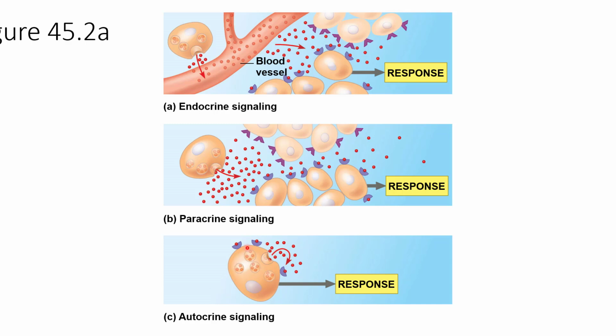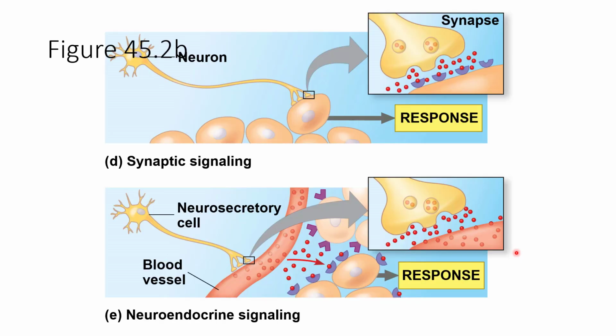Autocrine signaling is when a cell secretes a signal, but that signal doesn't do anything in the cell that released it. It has to dock to a receptor, so that signal is released and then docks to a receptor within the same cell that sent the signal. That is autocrine signaling. There's also synaptic signaling, which we'll get to when we talk about the nervous system.